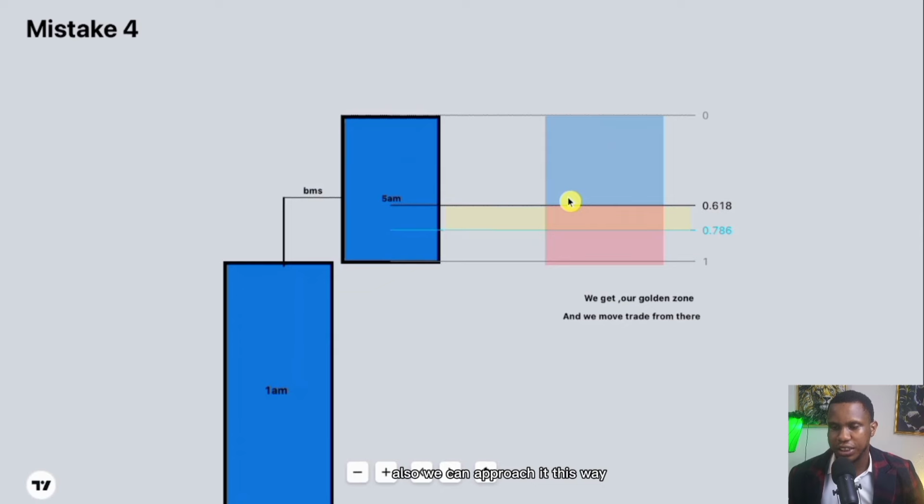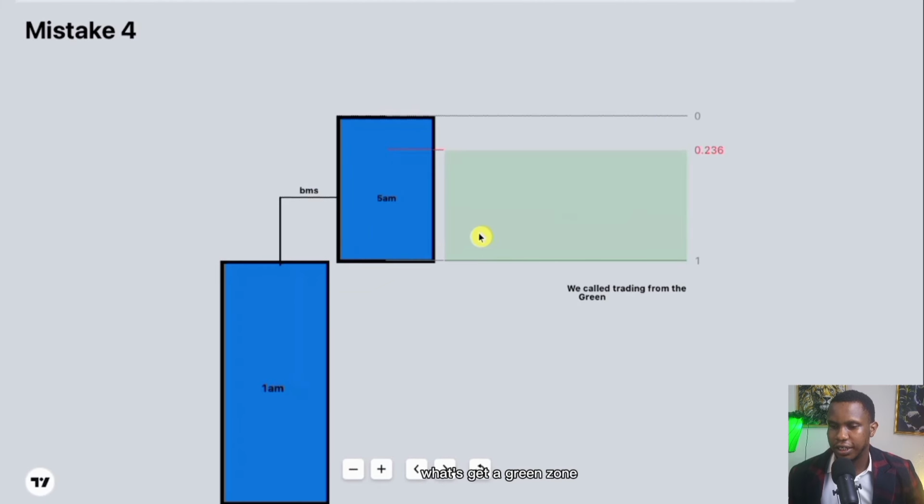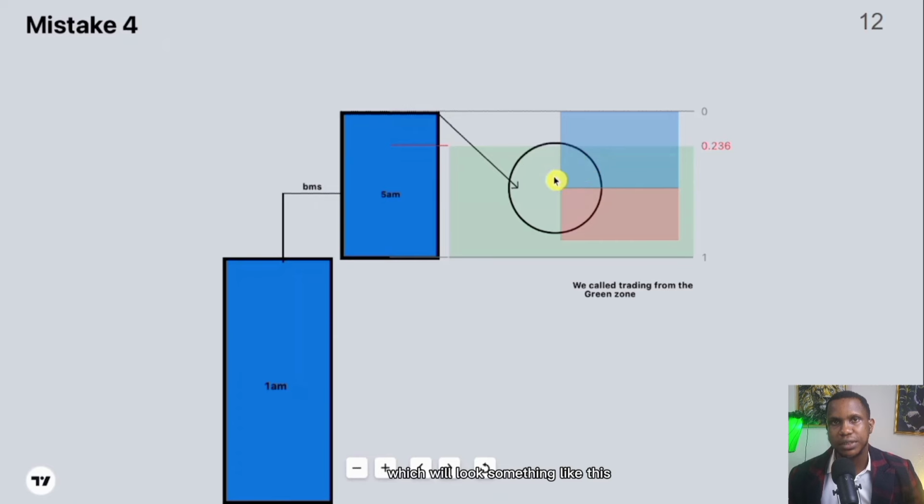Also, we can approach it this way, get a green zone, which is our 0.236, which will look something like this.